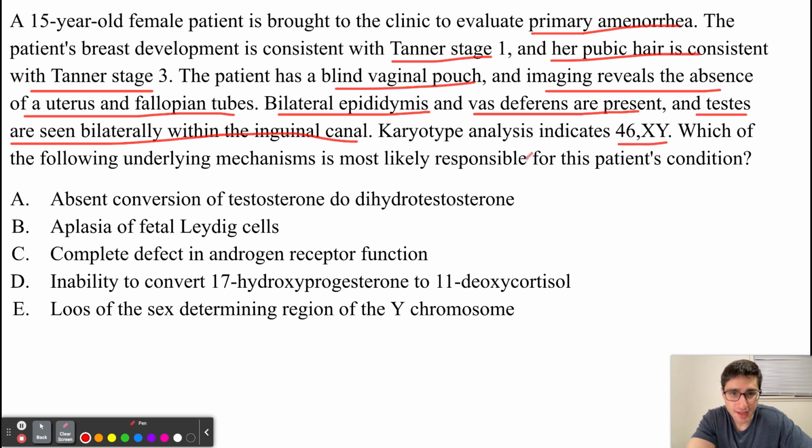Now, this patient has internal male genitalia, and we know that from the question stem telling us that she has bilateral epididymis, vas deferens, as well as testes, which are all male internal genital structures. And she also has external female genitalia. From the question stem, it tells us that she has a blind vaginal pouch. Her karyotype analysis revealed that she has the 46XY chromosome.